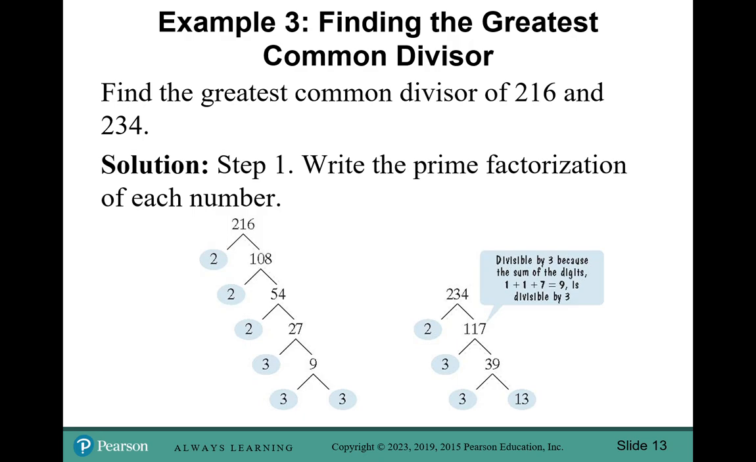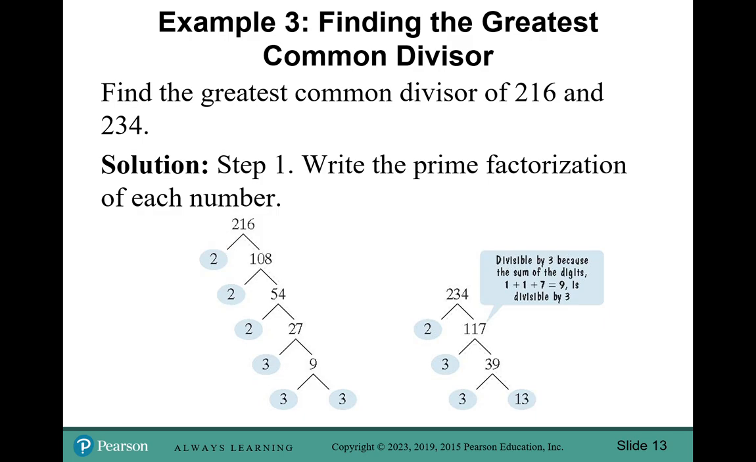That 108 can further be broken down into 2 times 54. That 54 can further be broken down into 2 times 27. That 27 can be broken down further into 3 times 9. And that 9 can be broken down into 3 times 3. And now we have it completely broken down into prime numbers.